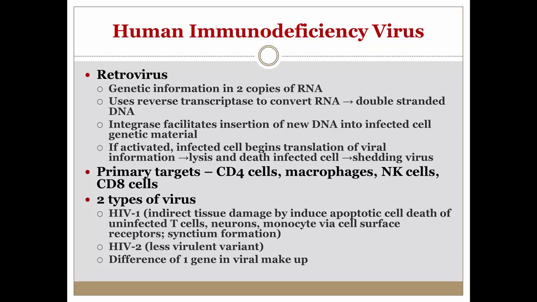Now when we look at the difference between those 2 types of virus, the HIV-1, which has the ability to do the things we just talked about, and HIV-2, which doesn't have the ability to develop syncytium and is less virulent, the difference in the viral makeup between these 2 viruses is 1 gene.